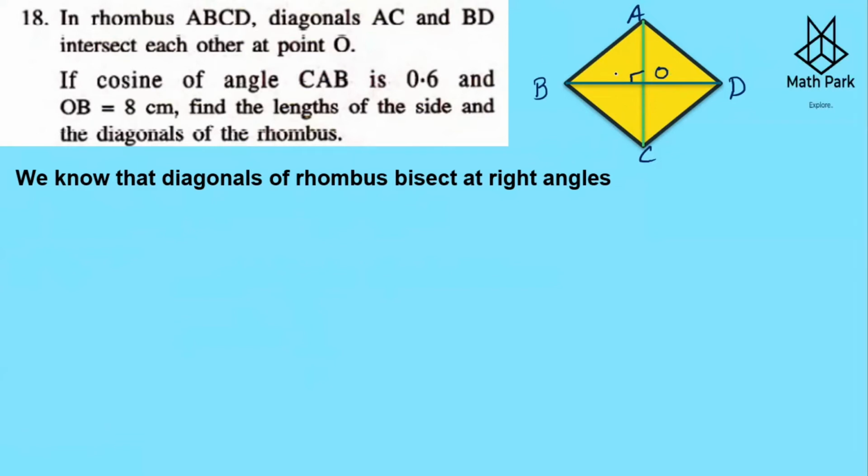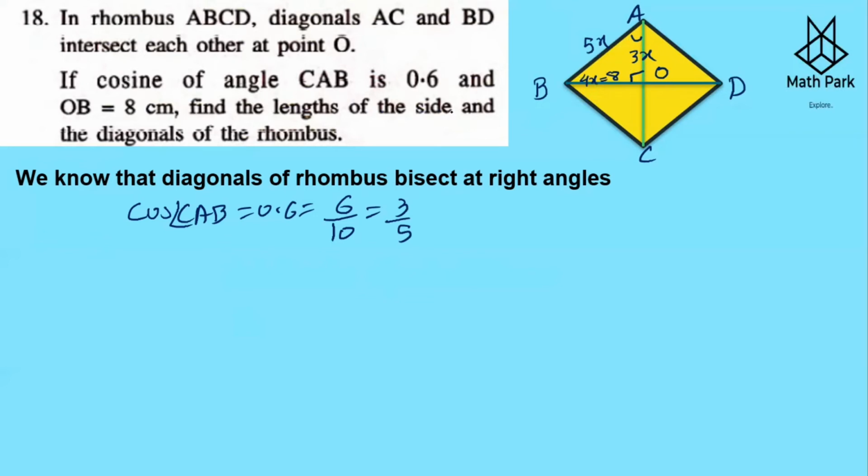Then you are given OB is 8 and cos CAB. So when we are taking cos CAB, we are considering this angle. So cos CAB is equal to 0.6, which is 6 upon 10. That is 2 3s and 2 5s, so 3 by 5. So cos is adjacent. So this becomes 3x and this is 5x. And then this is going to be, of course, 4x because 3, 4, 5 is a Pythagorean triplet. So we get 4x is equal to 8.